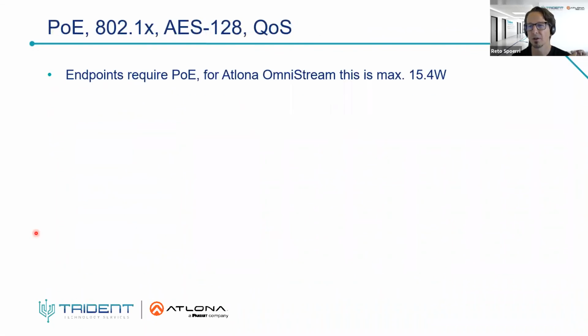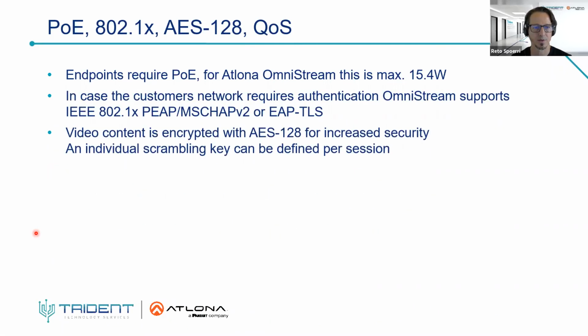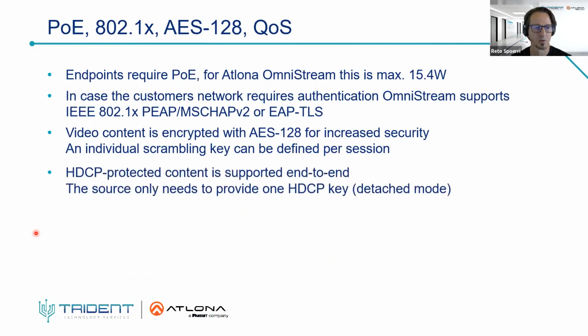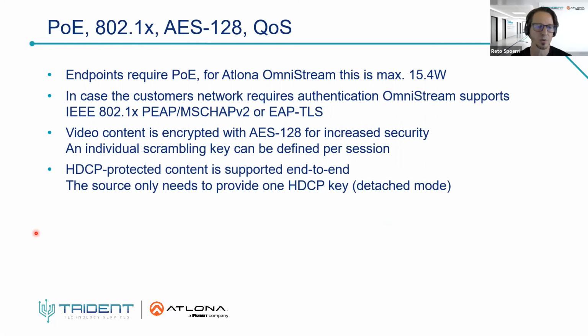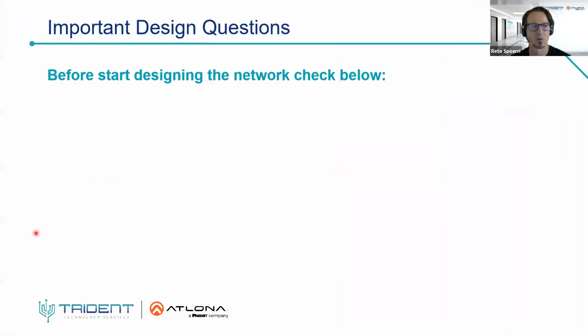Protocols, I will go really quick about this one. Endpoints, important for OmniStream, they are always the regular PoE. So 15.4 watt max, typically it's between 8 and 12 watt. So you don't need the expensive PoE plus or PoE plus plus. We have all those protocols. We have content encryption for security. We have HDCP protection for Blu-rays, for instance. This is required. We have compatibility versus quality of service, of course.